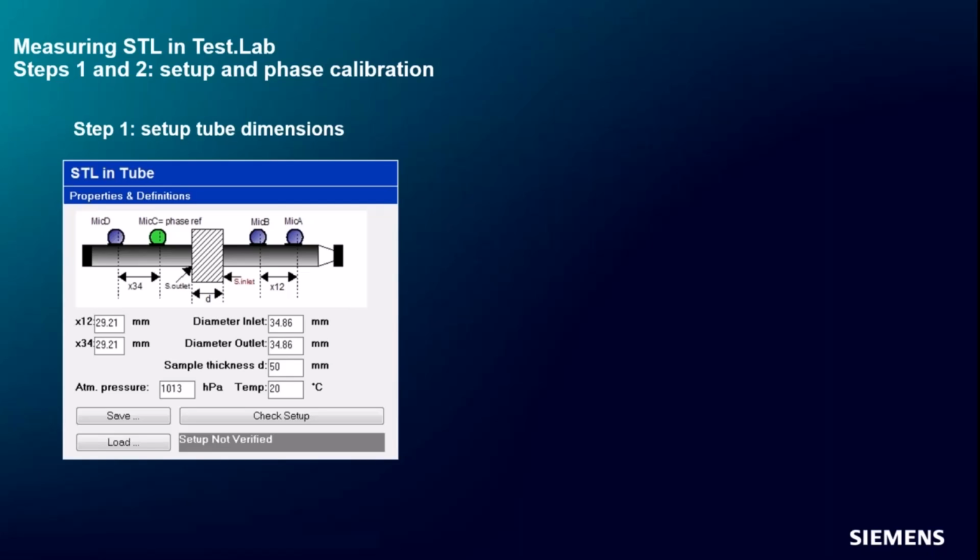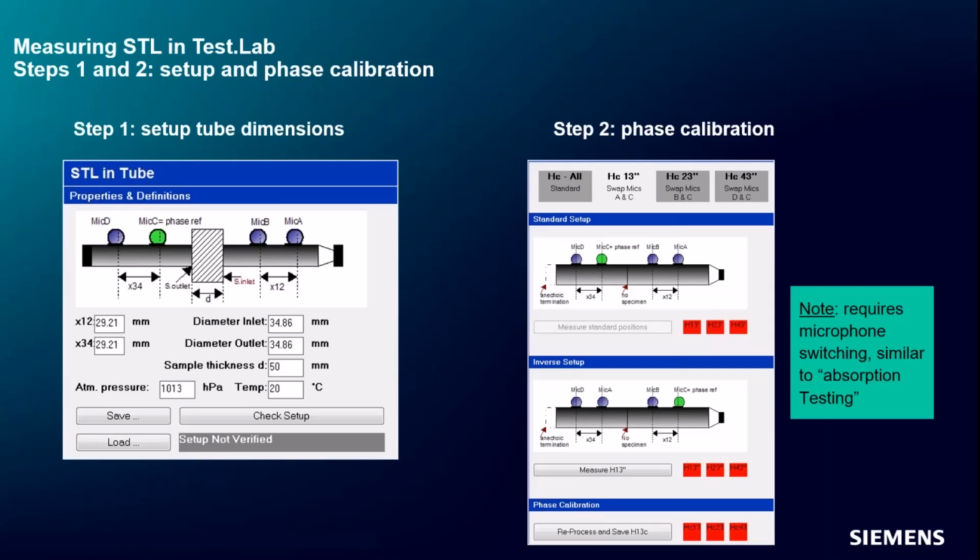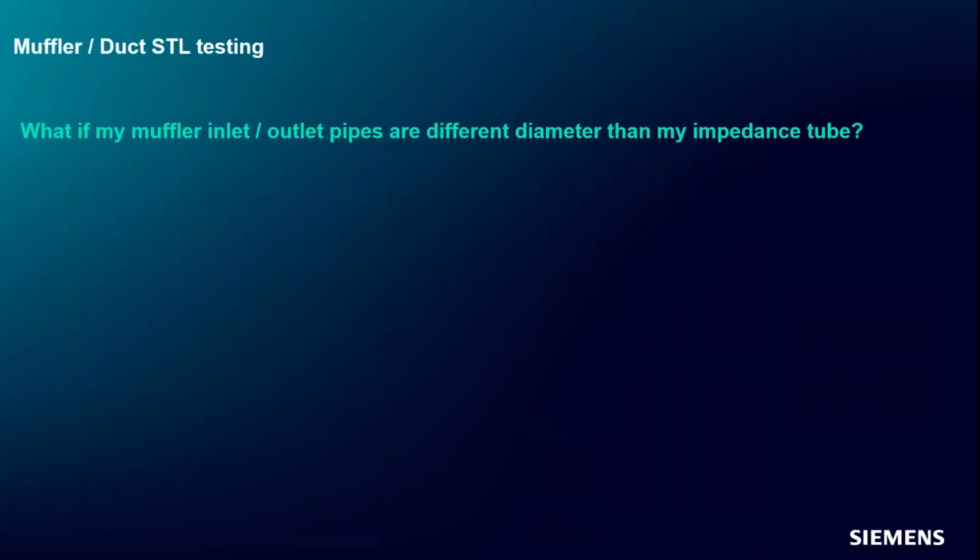There's a lot more microphone swapping with transmission loss. The software leads you through all of it, and we have a nice little diagram showing you where your reference microphone is as we move those microphones around and do all of the phase calibration. Okay, very similar. The software leads you step by step through it.